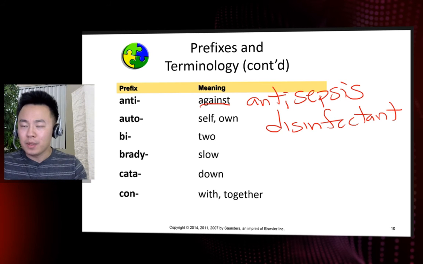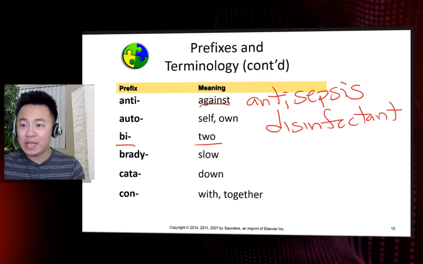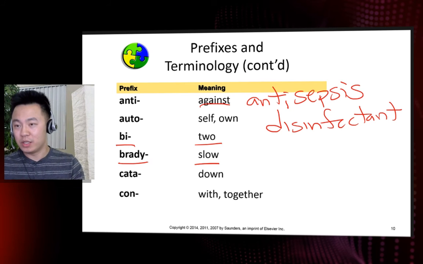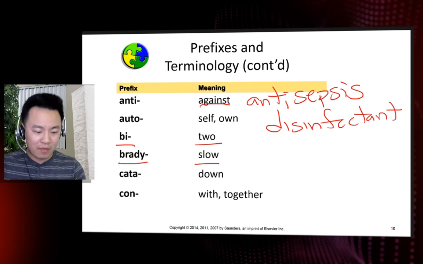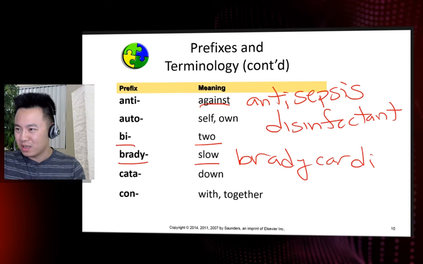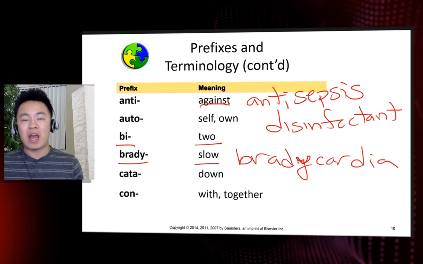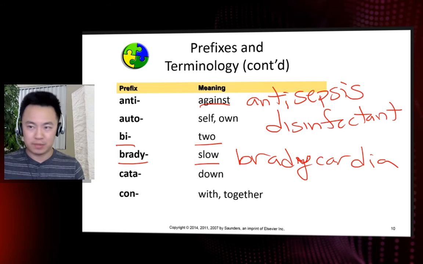Bi here means two. There are many different prefixes out there that mean two. For example, di also means two. It just depends on how it's used in the field. Brady here means slow. For example, we definitely have the word bradycardia, which means a condition of having slower than normal heartbeat or heart rate.